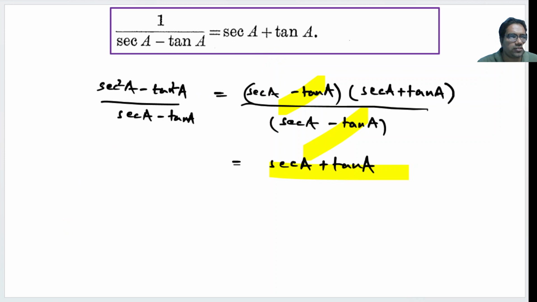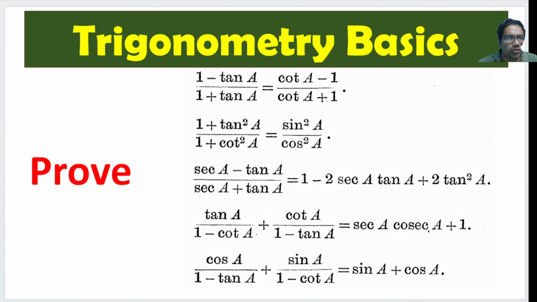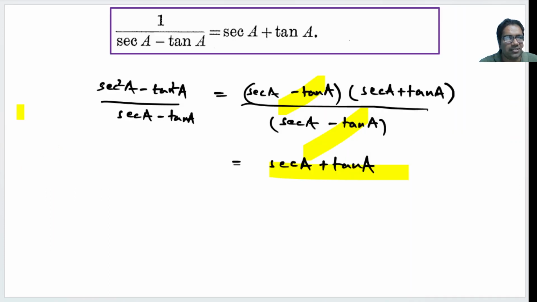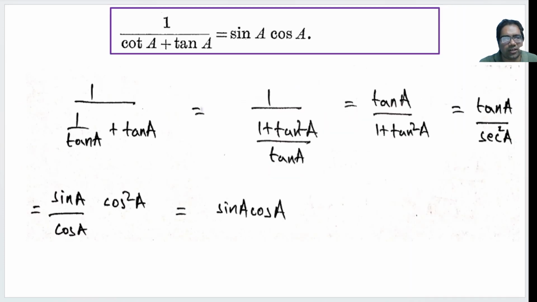We have used very, very basic relationships, that is secant square A minus tan square A equals 1, or sin square A plus cos square A equals 1. Very basic relations. Hope you got some understanding about this. Let's do more in the coming sessions. Please do practice, and as we move into advanced trigonometry, this skill is very much essential for us.